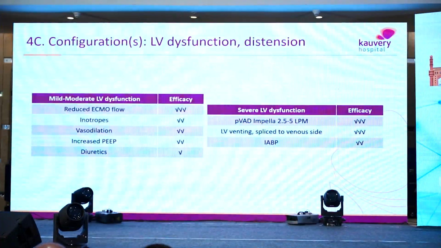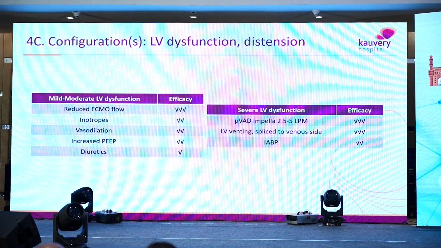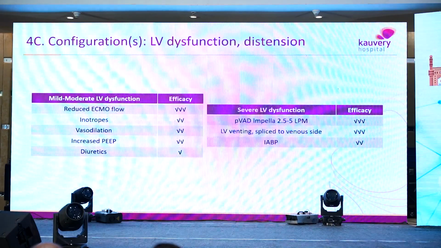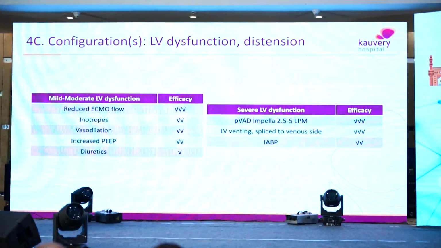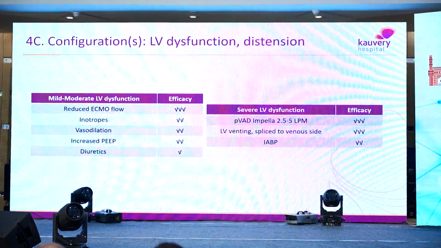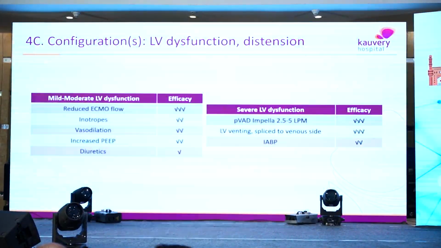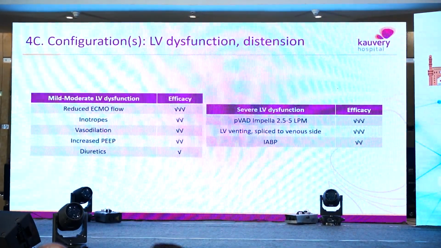And these are the other ways I've talked about. For LV dysfunction and RV dysfunction, these are other things that you can use. We've already talked about vasodilatation, judicious use of inotropes and diuretics, and reduced ECMO flow. These are things that you do always in all patients. But if the LV function is deteriorating or worsening on this, then your options are these three things. You can use IABP, you can use an LV vent, or you can use an Impella.